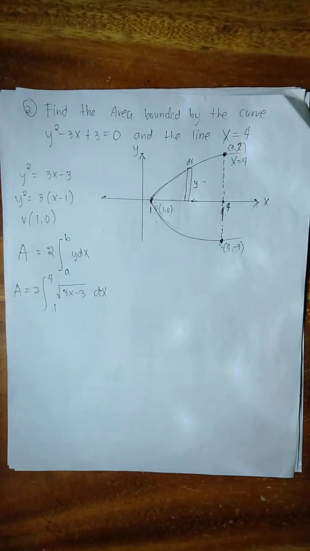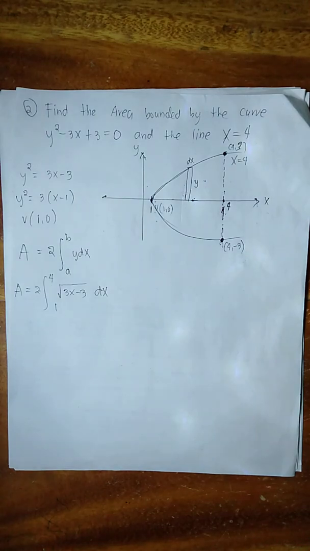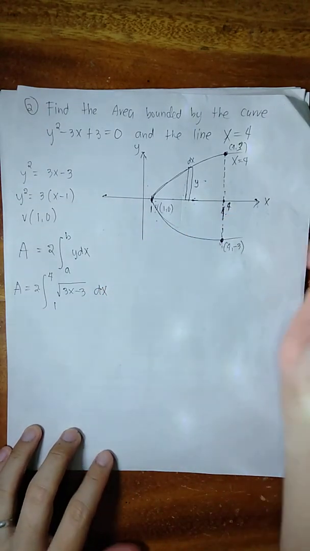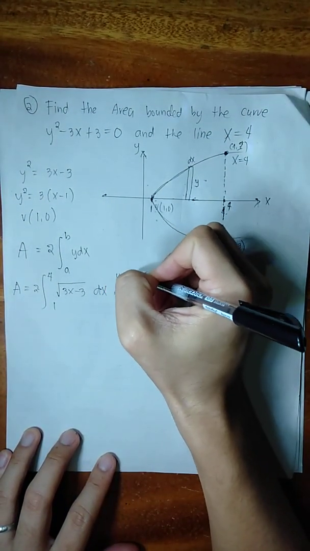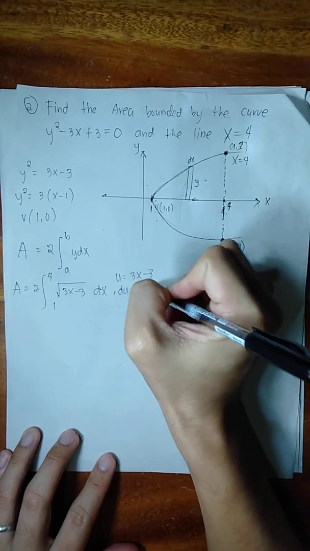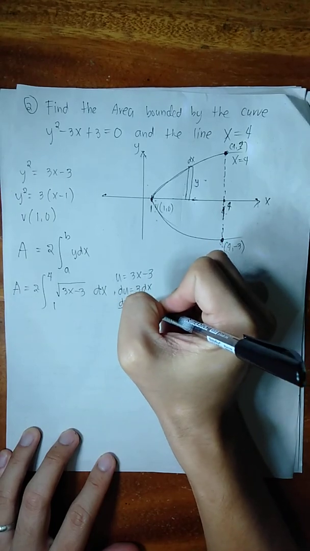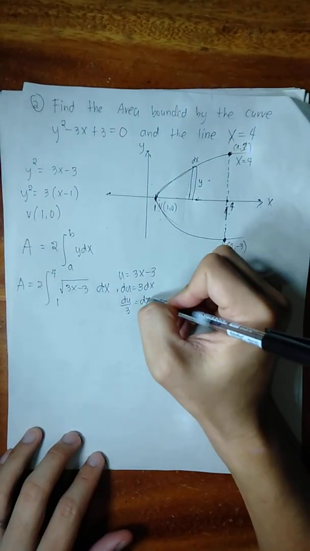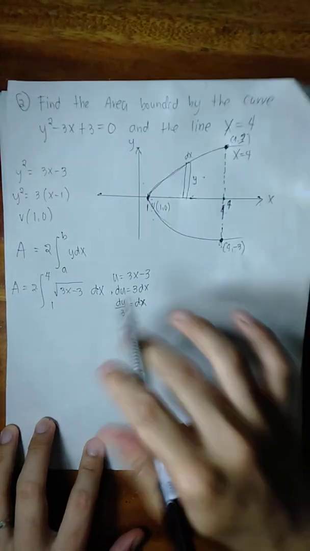Clear? So, if you integrate, gamit tayo ng substitution, di ba? So, let u tayo dyan. So, let u is equals to 3x minus 3. So, du is equals to 3 dx. So, it means du over 3 is equals to dx. So, dapat alam nyo na yan. Dapat titignan nyo na lang yan ng masakit. Kuha nyo na yan. Okay? Anyway, so yan. Replace mo na lang.